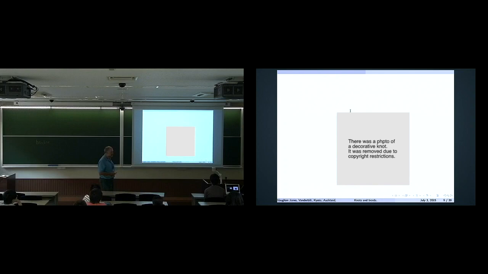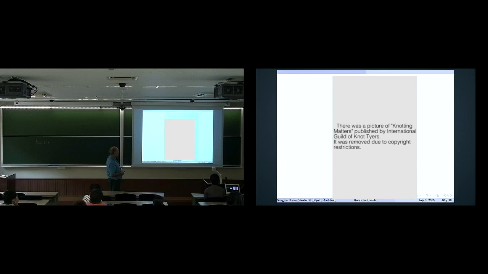This is the collection of people, or the society made up by people who actually use knots for a living. And that society is the International Guild of Knot Tiers. They have a journal, which is called Knotting Matters. Because of my own involvement with knots, I was fortunate to be elected honorary vice president for life of the International Guild of Knot Tiers. So a few times a year, I receive this journal, Knotting Matters, and I have to say that I tend to read it maybe more than most of the mathematics papers that come across my desk. It's a wonderful thing.